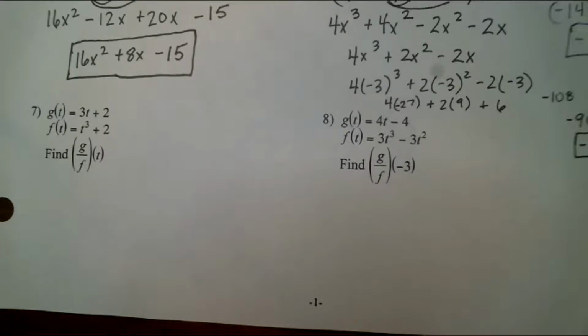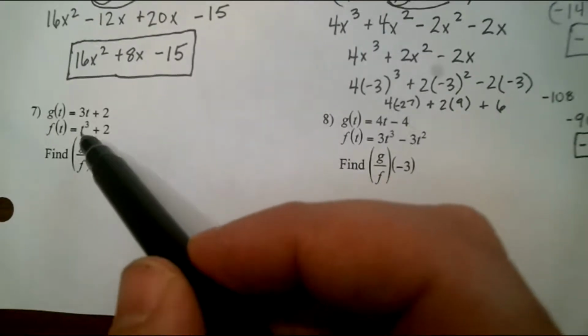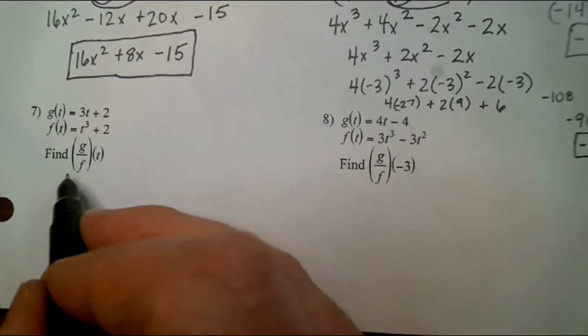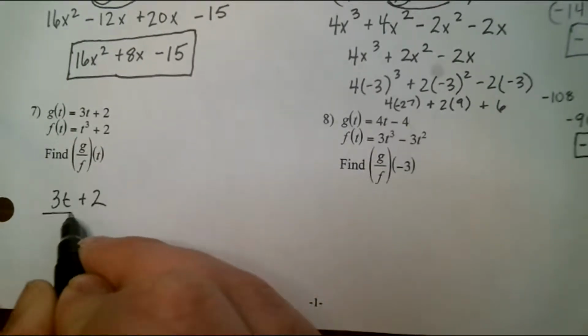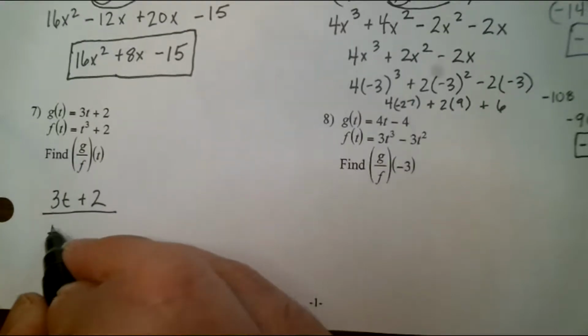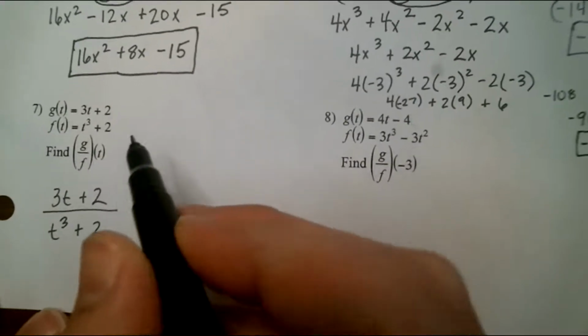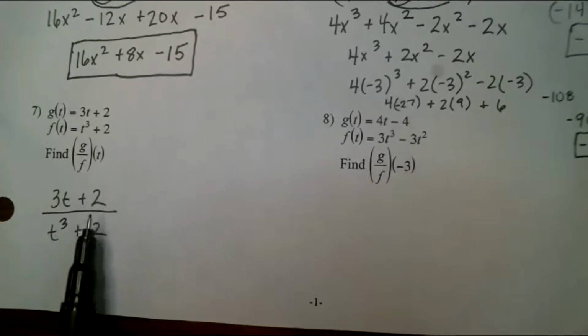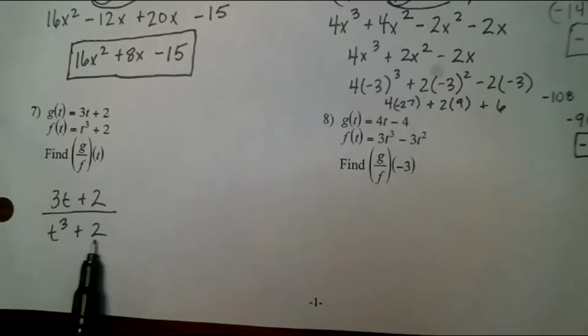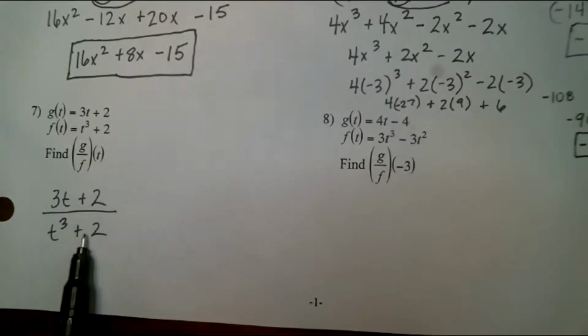Now looking at number 7. So number 7 is division. It says this divided by that in terms of t. So g is the numerator, 3t plus 2, over f is the denominator, t cubed plus 2. Can I factor the numerator or the denominator, or could I even cancel those 2's right there? Type it into the chat box.